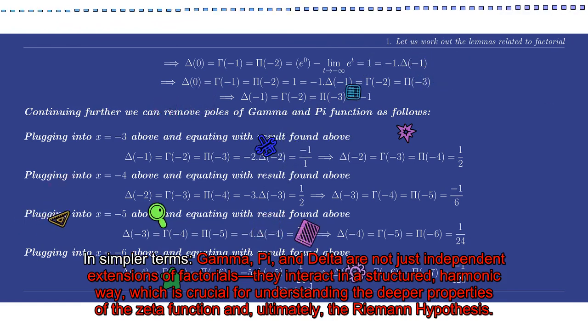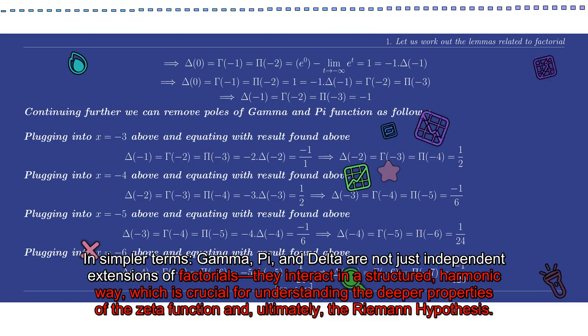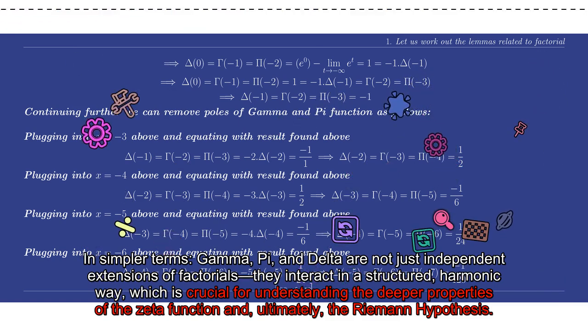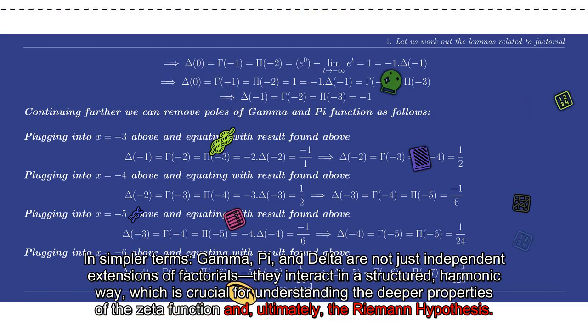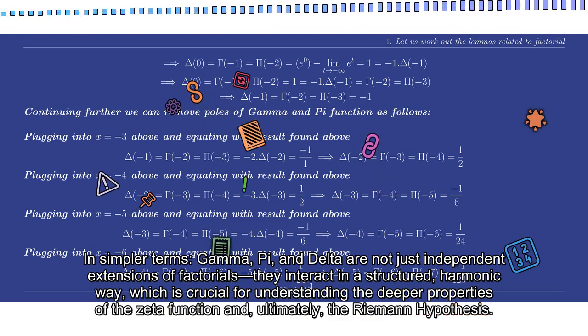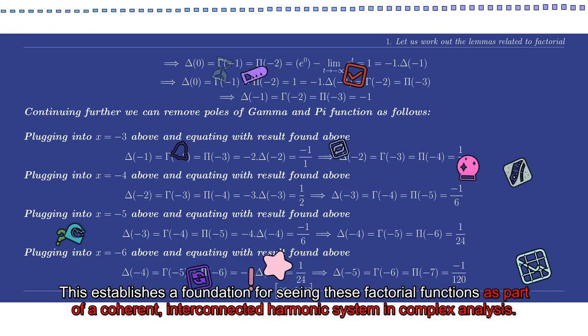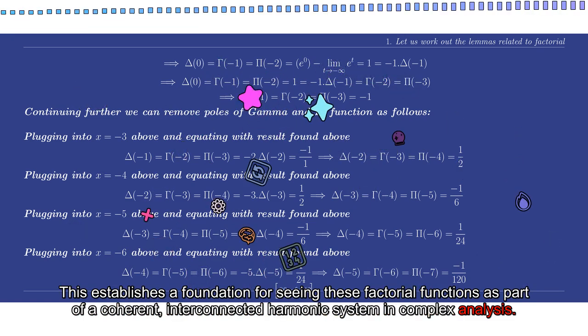In simpler terms, gamma, pi, and delta are not just independent extensions of factorials, they interact in a structured, harmonic way, which is crucial for understanding the deeper properties of the zeta function and, ultimately, the Riemann hypothesis. This establishes a foundation for seeing these factorial functions as part of a coherent, interconnected harmonic system in complex analysis.